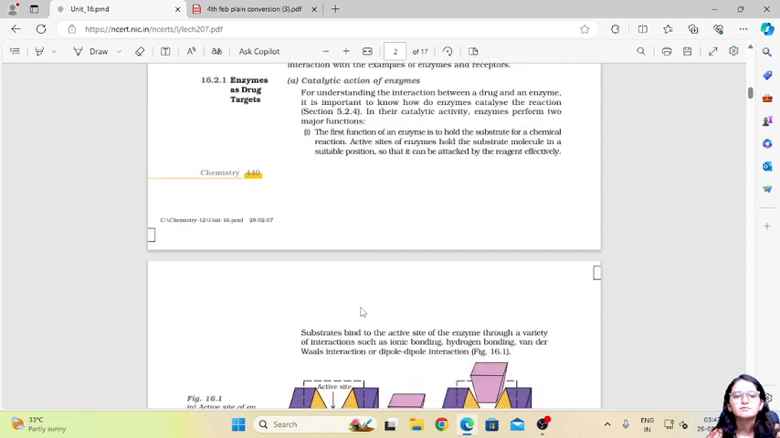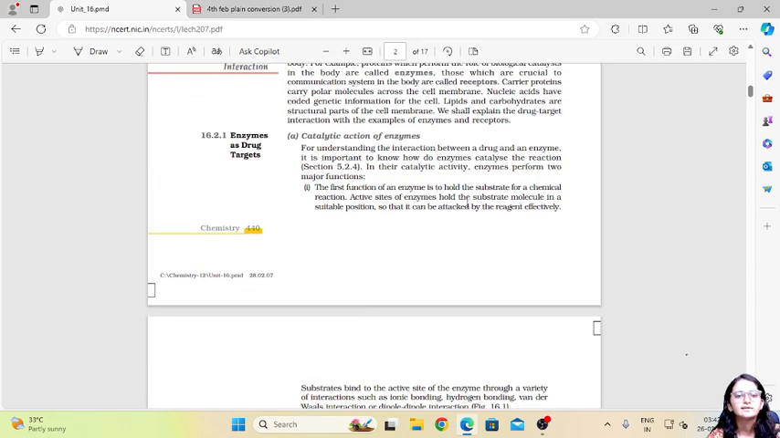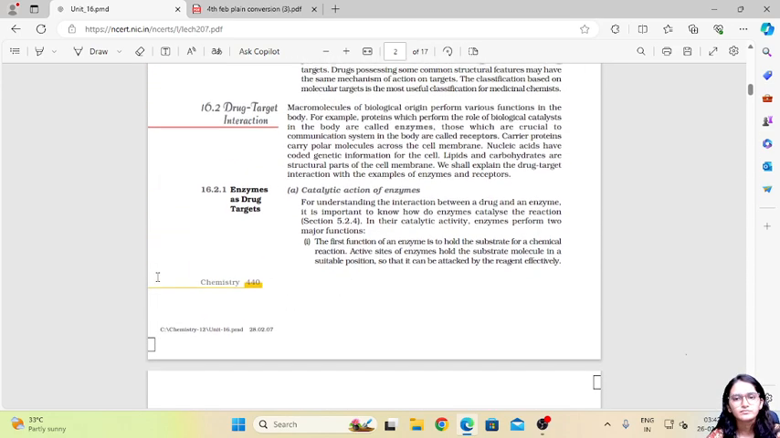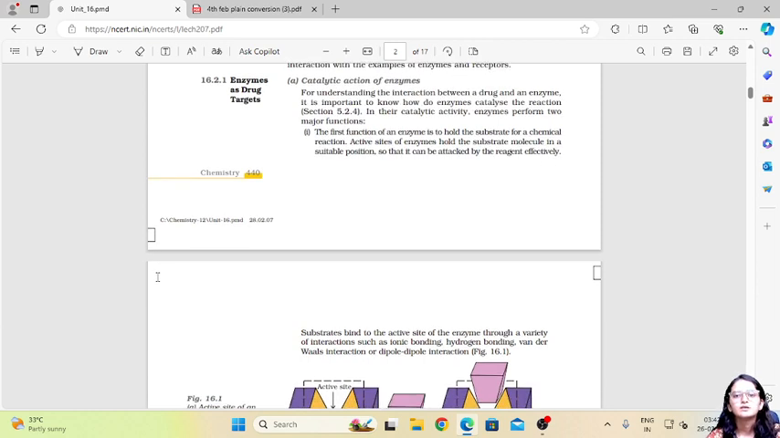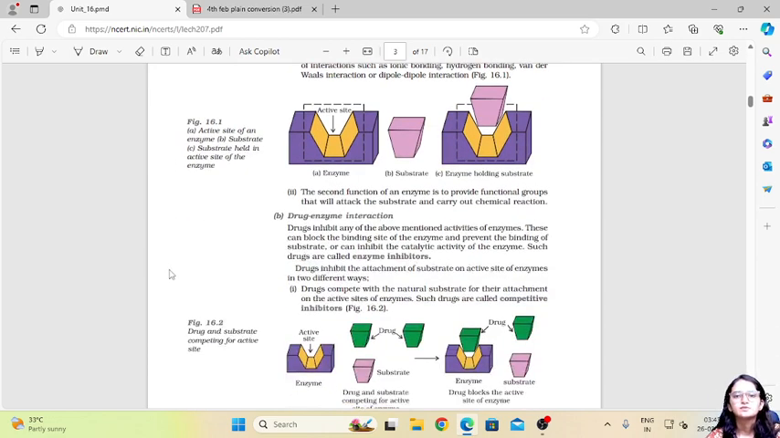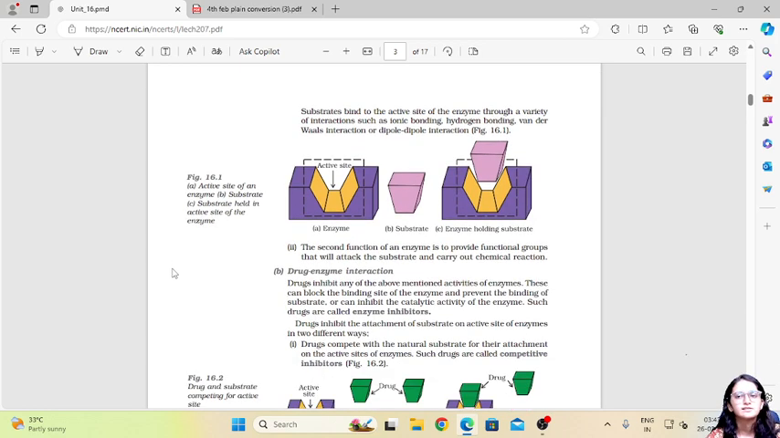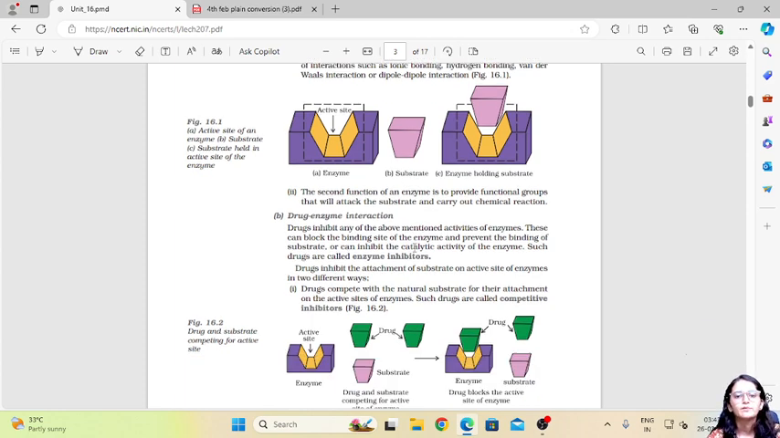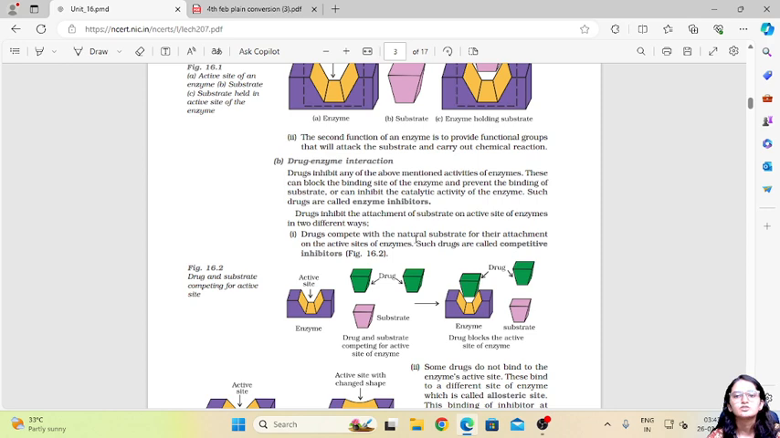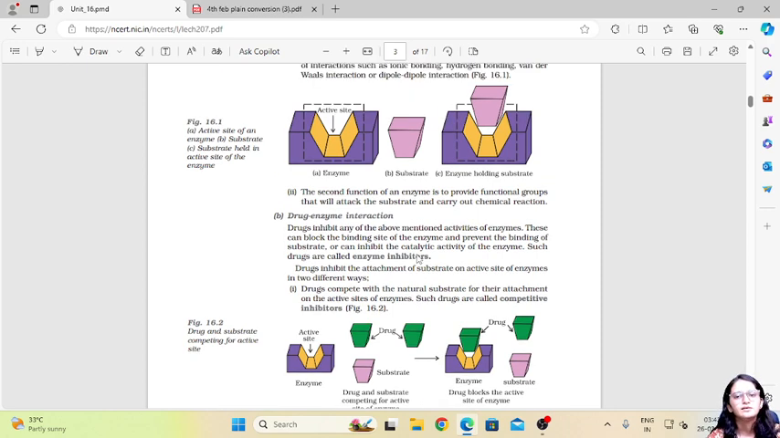So here, enzymes as drug targets. Let us see the catalytic action of enzymes. The function of an enzyme is to hold a substrate for a chemical reaction. An active site of the enzyme holds the substrate in a suitable position. Substrates bind to the active site of the enzyme through a variety of interactions such as ionic bonding, hydrogen bonding, van der Waals forces or dipole-dipole interaction. And the second function is to provide functional groups that will attack the substrate and carry out the chemical reaction.